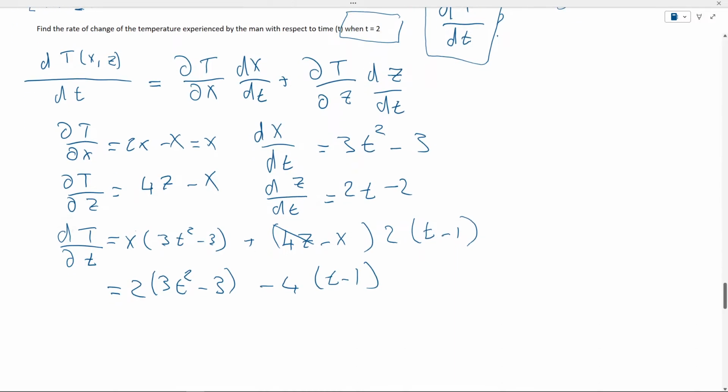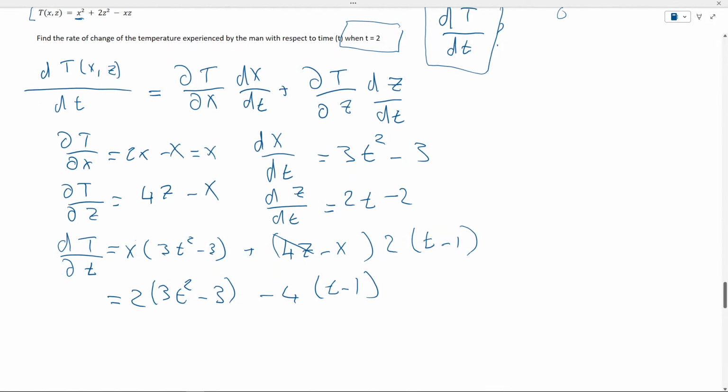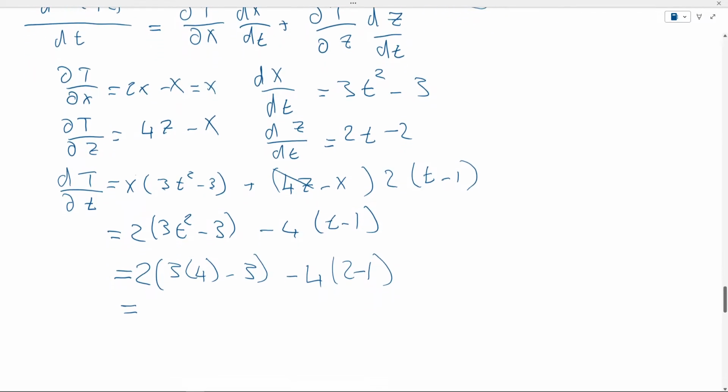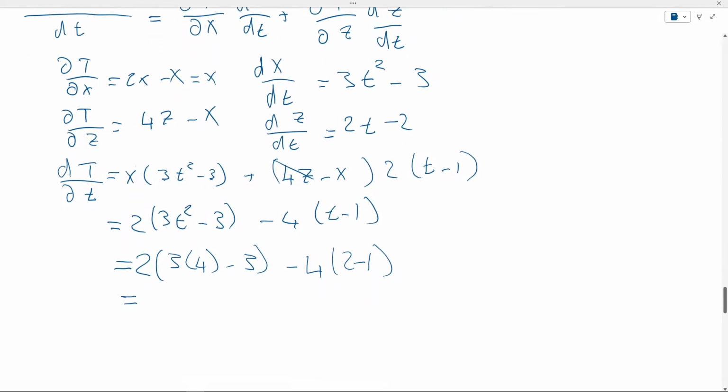Now I substitute t equal to 2, so that would be 3 times 4 minus 3, minus 4 times 2 minus 1. So if I did everything correctly here, this is 12, minus 3, this is 9, so here I have 18, and I have minus... did I do something correct here?